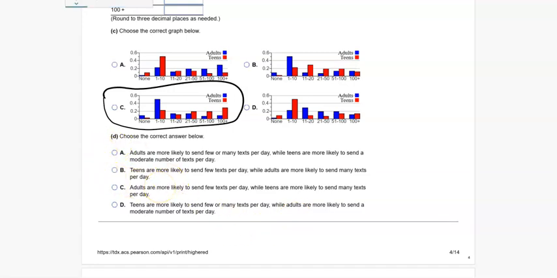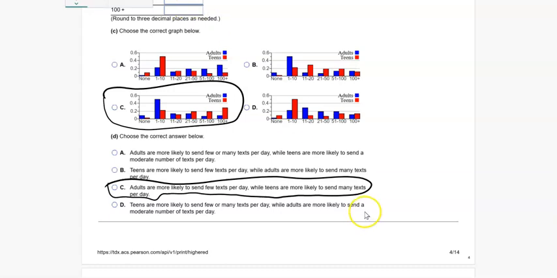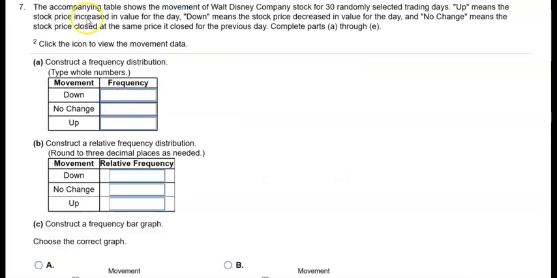Adults are more likely to send few texts per day, while teens are more likely to send many texts per day. That's the answer. Okay, for part D.